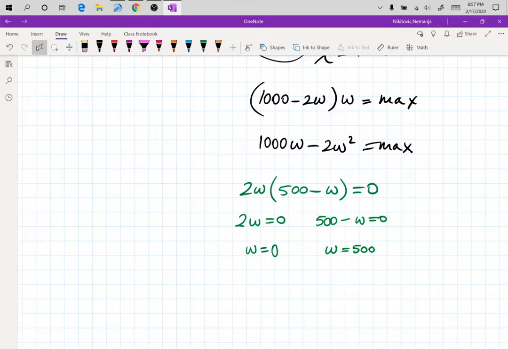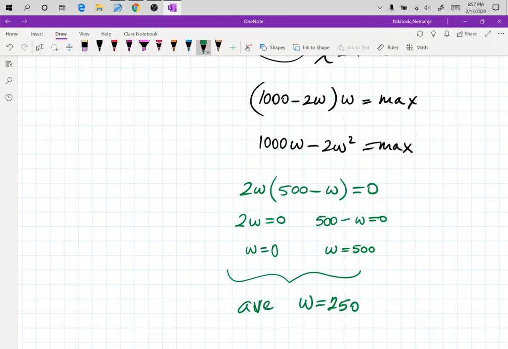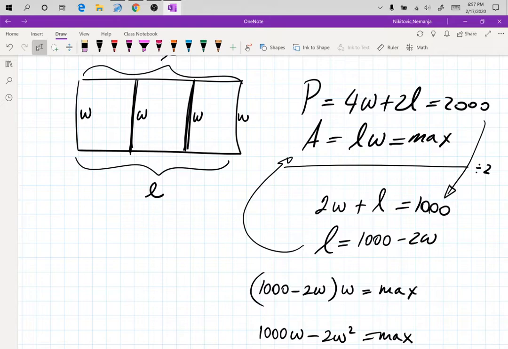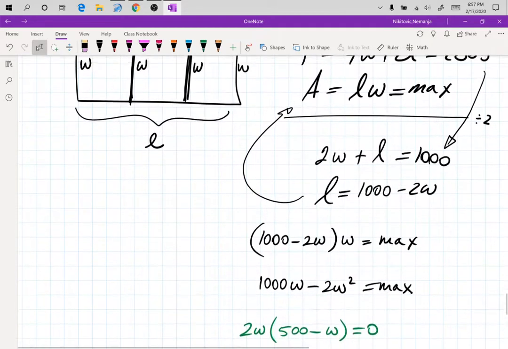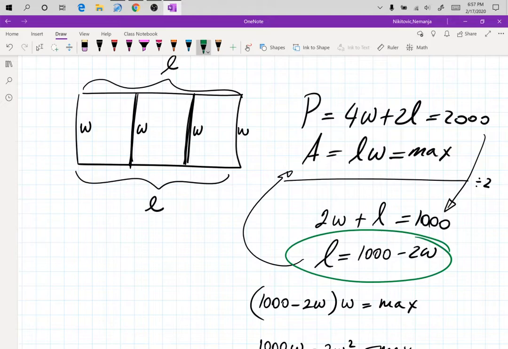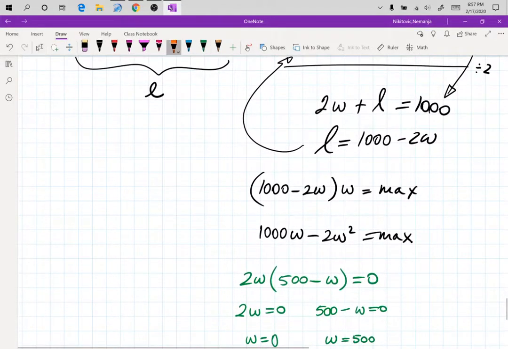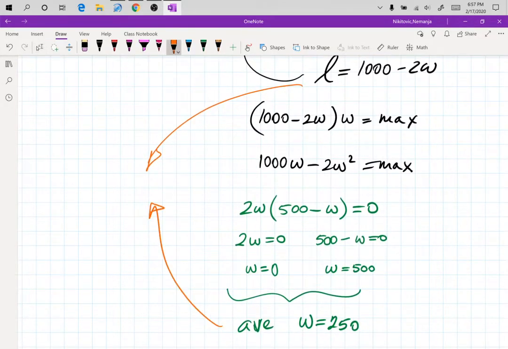We all good? The average over here is clearly what? 250. Perfect. And you know that each one of these is 250 now. And you can calculate your length because you have this equation here. So pulling from that equation and pulling the average W, the L is equal to 1,000 minus 2 times 250. It's going to be 500.